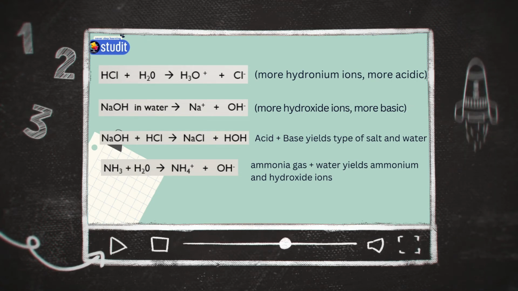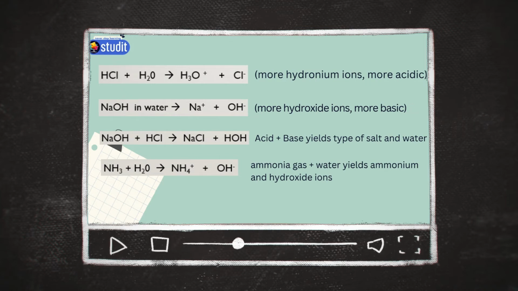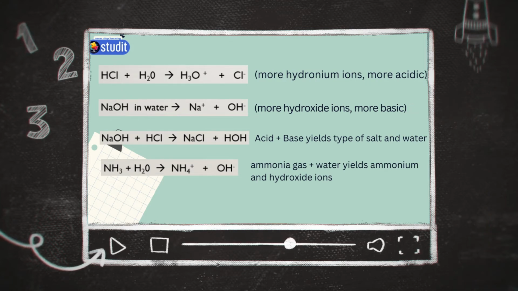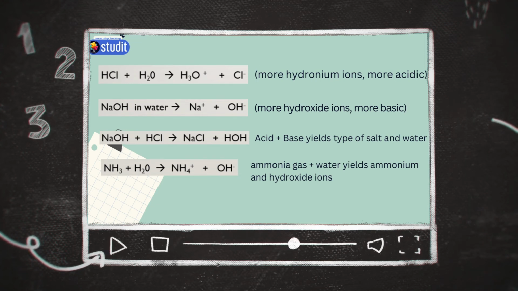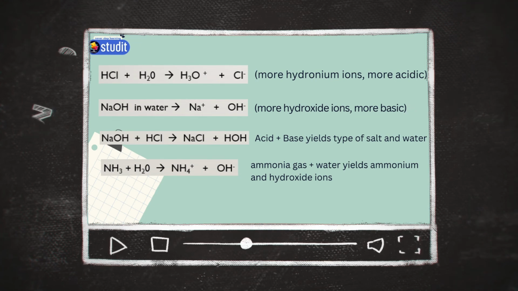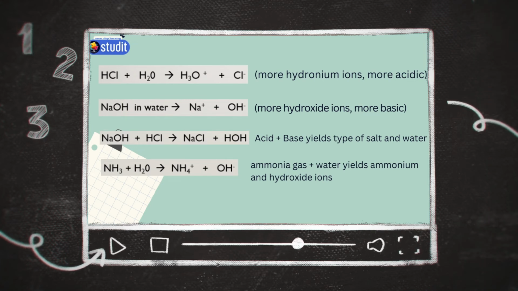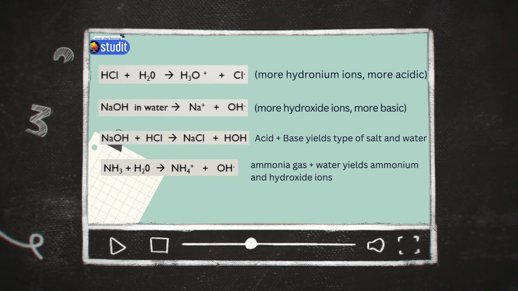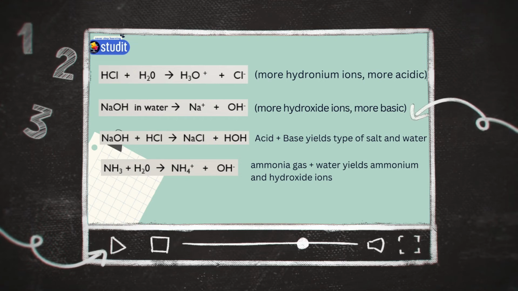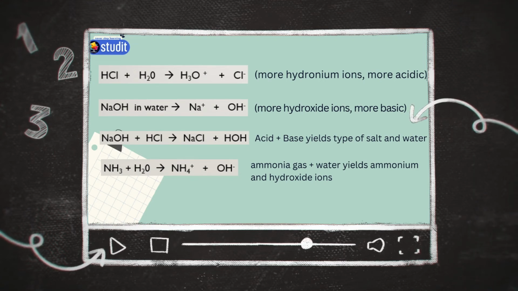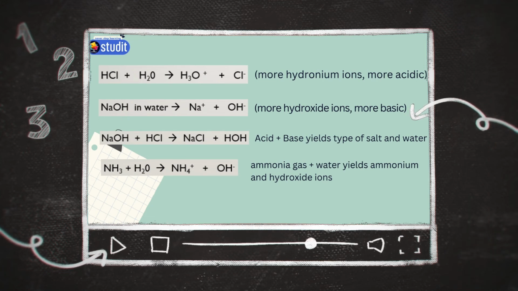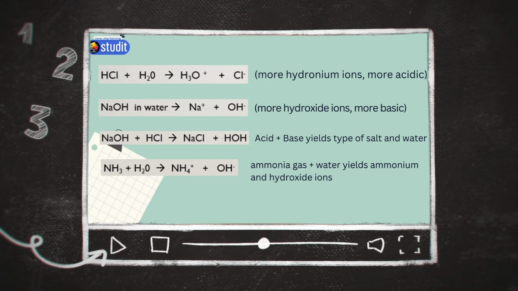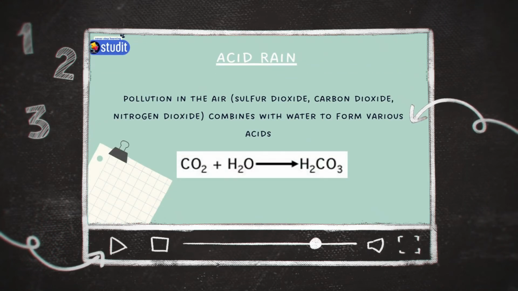Then the Na of the NaOH and the Cl of the HCl combine to form NaCl, and the H from the acidic solution and the OH from the NaOH base give HOH, that is H2O. This is why HCl is an acid and NaOH is a base. By combining both, we form NaCl, that is a salt, and H2O, that is water.